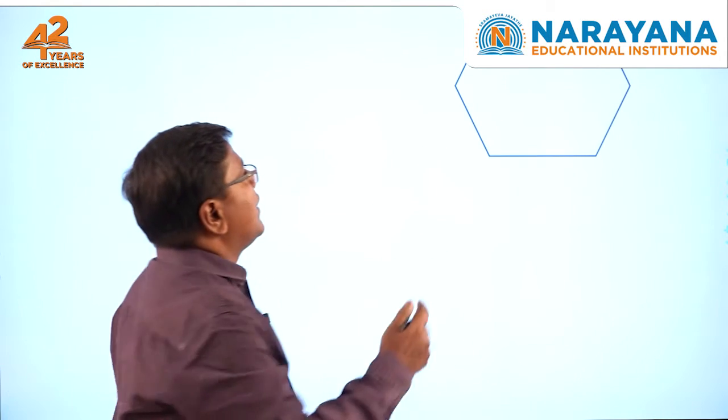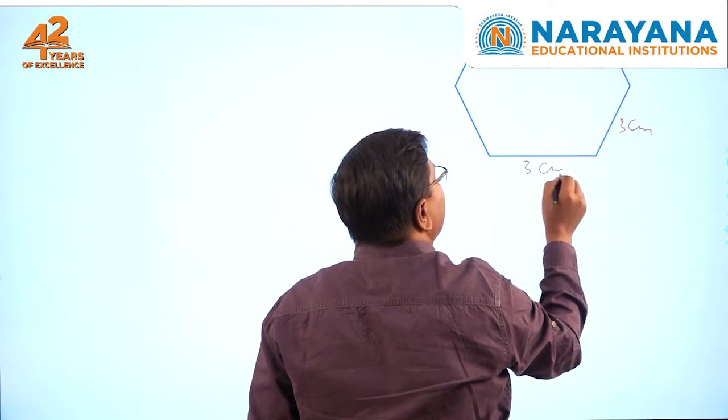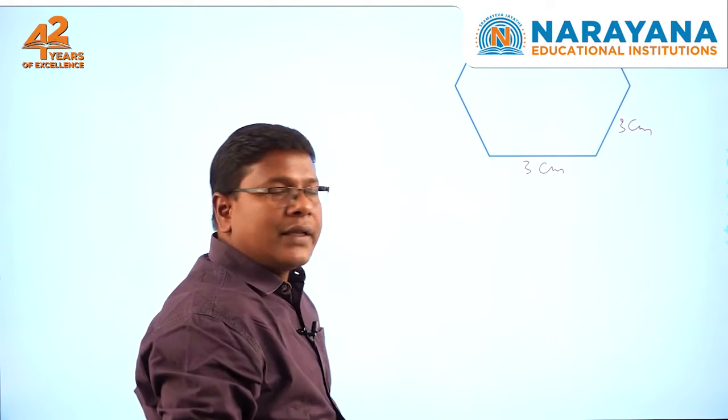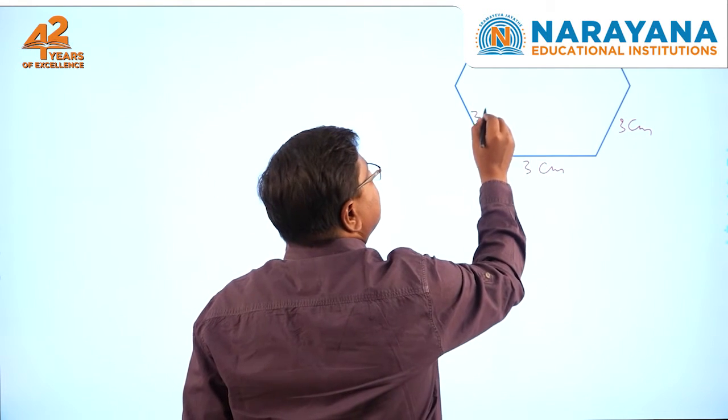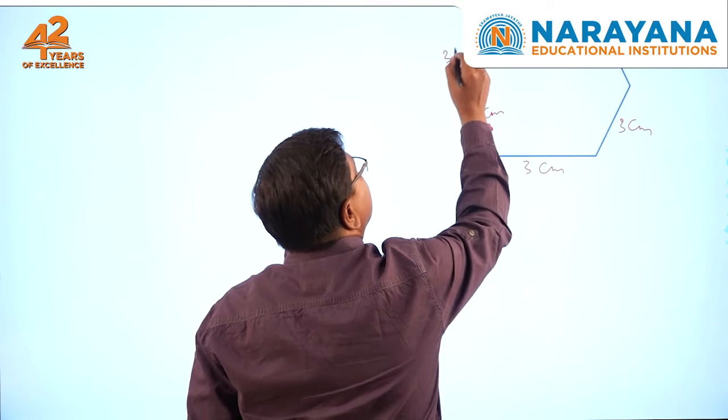Now, assume this 5-sided polygon, right. Suppose to get the perimeter of this polygon, let each side be 3 centimeters in length, okay, each side length is 3 centimeters.